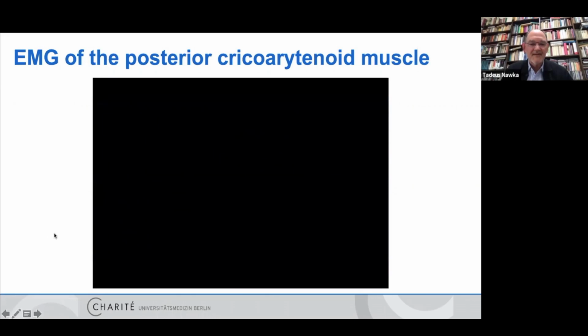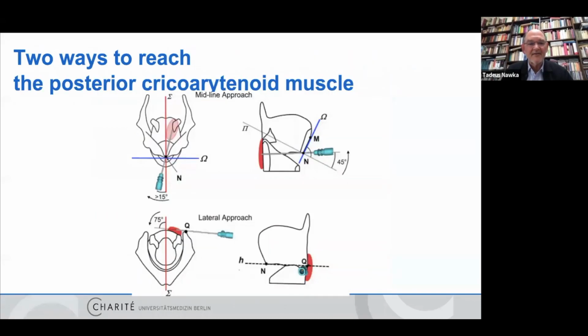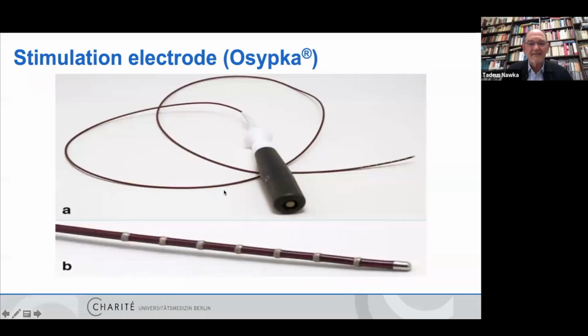And this shows you that this muscle can be treated also. And here's still the graph where you can see how to come with the electrode to the PCA. You can go through the cricoid body and you can penetrate it, or you can go there laterally. I prefer the anterior way through the cricoid cartilage plate.